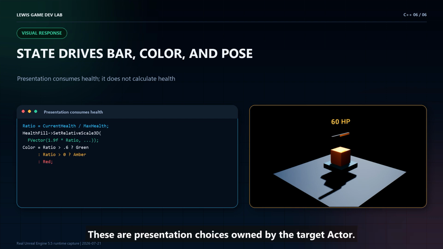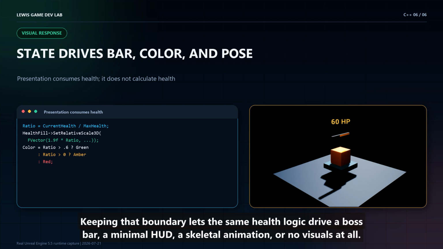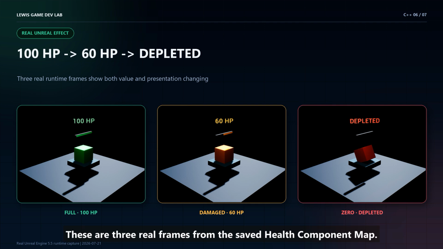These are presentation choices owned by the target actor. The component only broadcasts facts. Keeping that boundary lets the same health logic drive a boss bar, a minimal HUD, a skeletal animation, or no visuals at all. These are 3 real frames from the saved health component map.